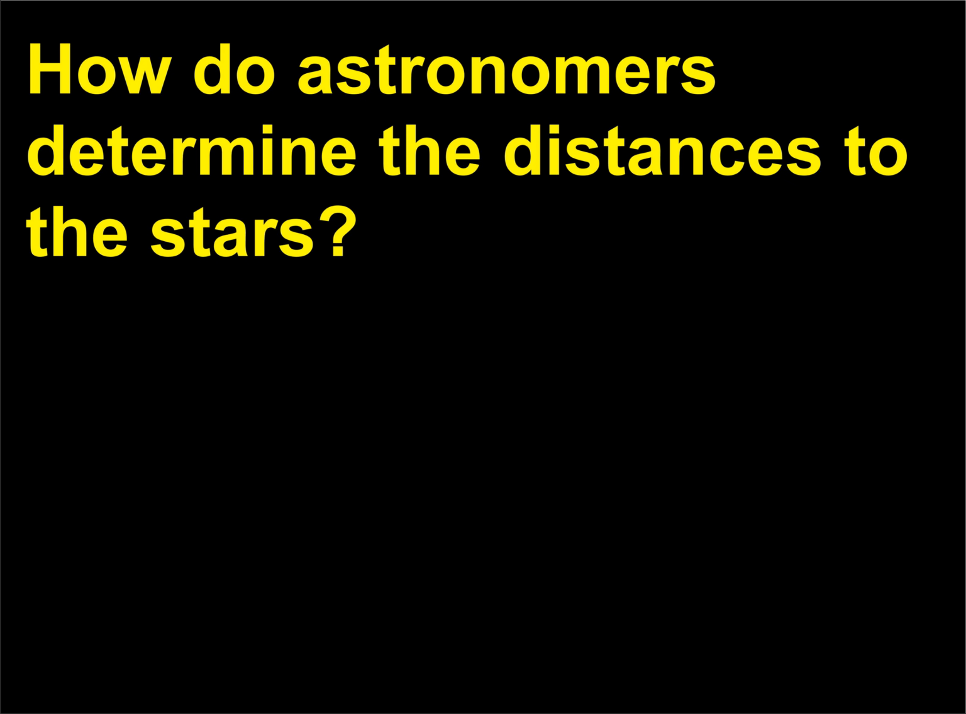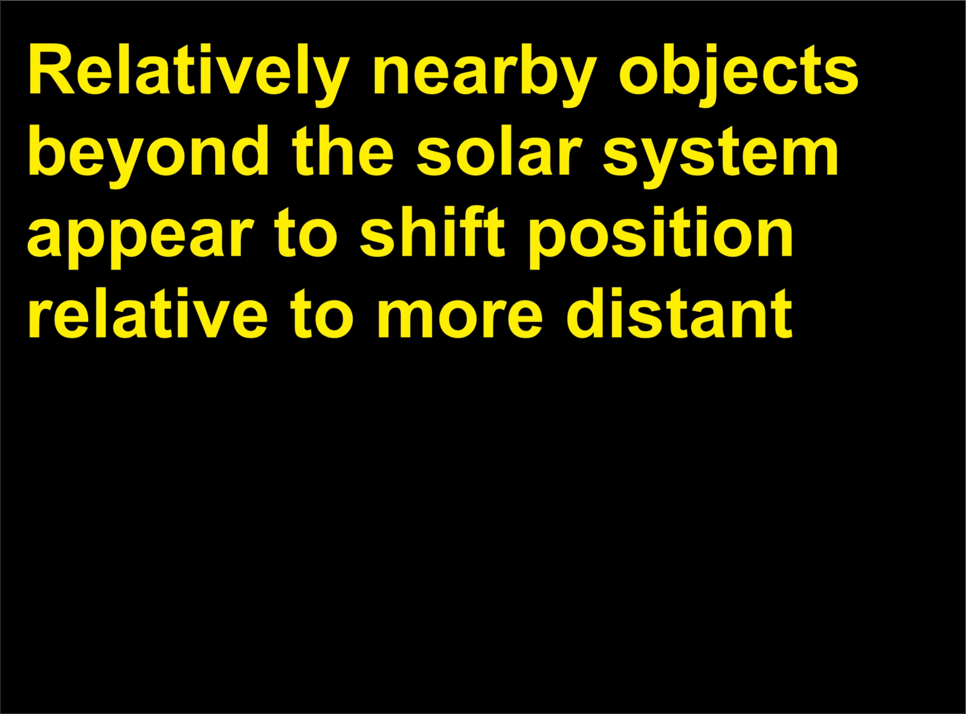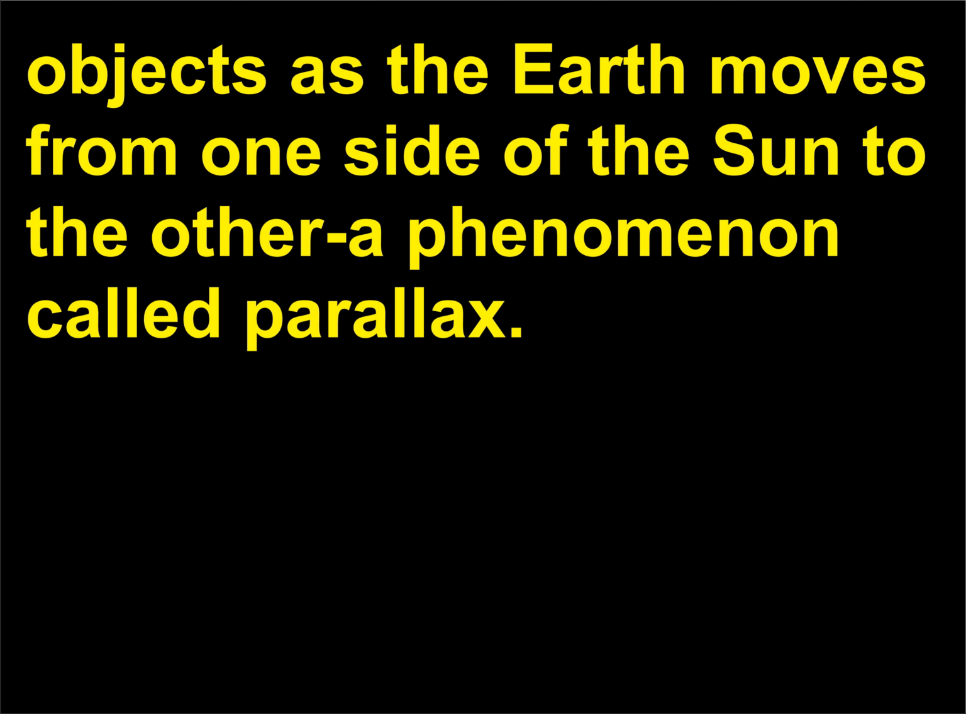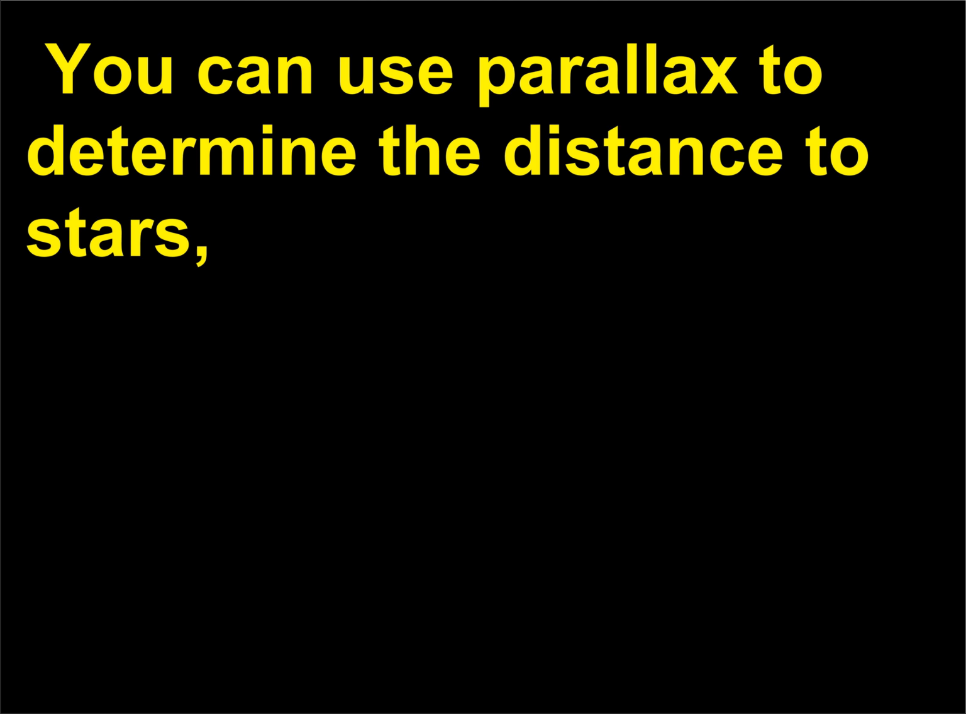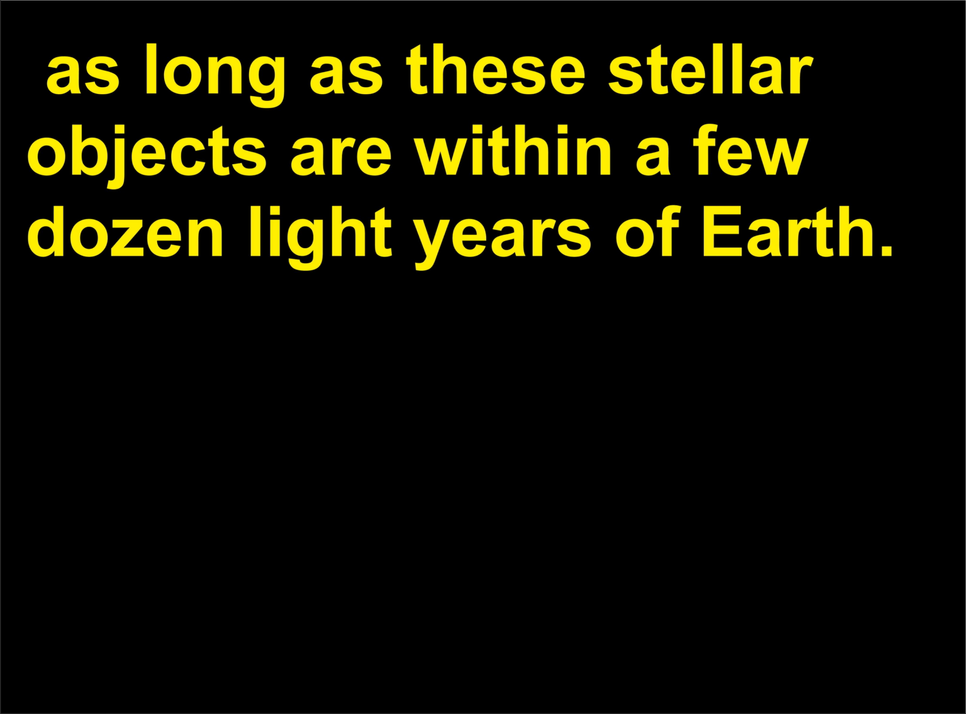How do astronomers determine the distances to the stars? Relatively nearby objects beyond the solar system appear to shift position relative to more distant objects as the Earth moves from one side of the Sun to the other, a phenomenon called parallax. You can use parallax to determine the distance to stars, as long as these stellar objects are within a few dozen light-years of Earth.